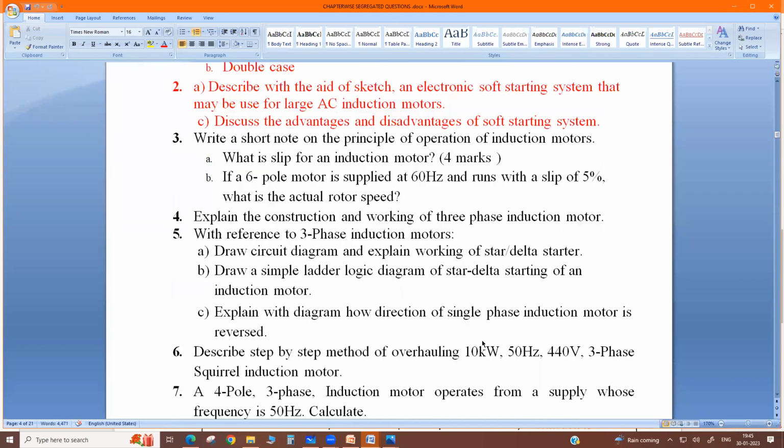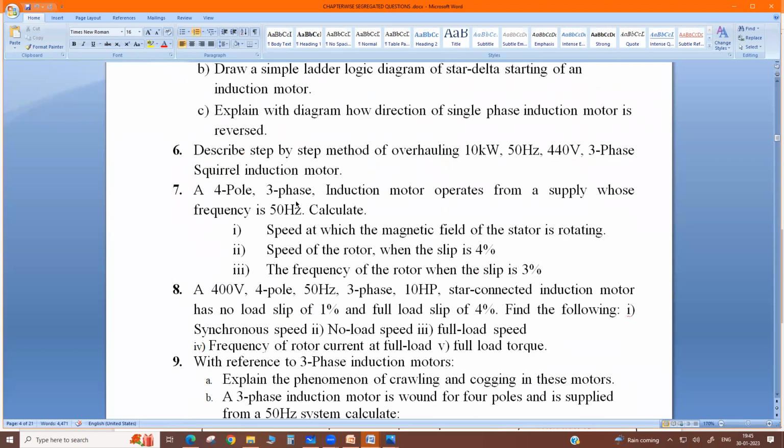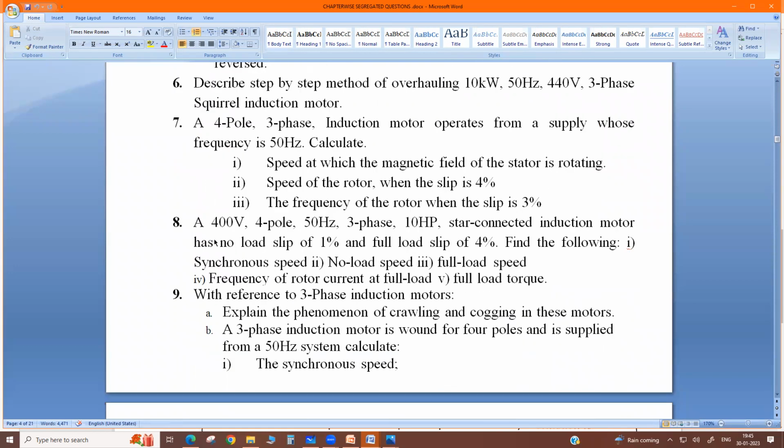Next is the same as here. These are very simple questions on speed. Okay. You can solve them. This is a 4-pole 3-phase induction motor operating from a 50 hertz supply. Now the first question, the 7th, I am talking about the 7th.